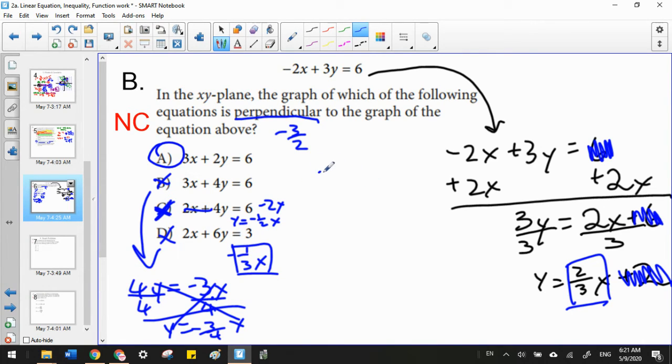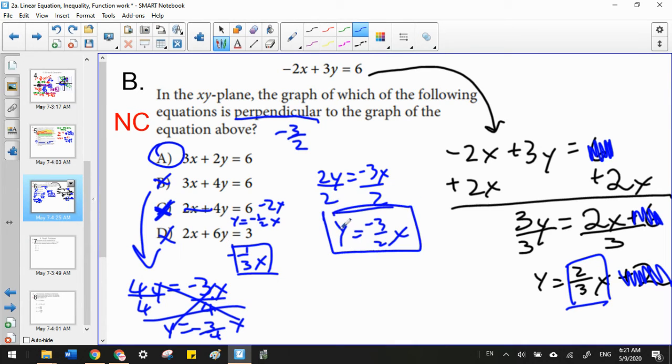And if you do check it, 4y equals -3x divided by 2, and then y equals -3/2 x, which is exactly what we were looking for.